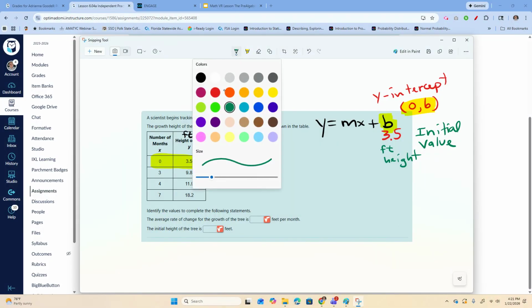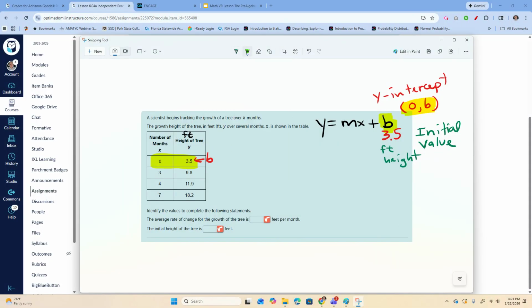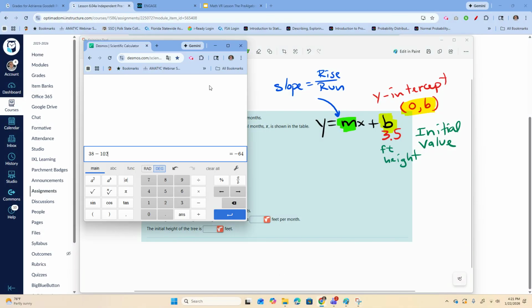Now we're going to find the value of m. And m is the slope. And remember, slope is rise over run. So how do we find the slope from a table? Pick any 2 rows. Since I already highlighted the first row, I'm going to pick these 2 rows to find the rise and these 2 to find the run, using a calculator. That's what I'm going to do now.